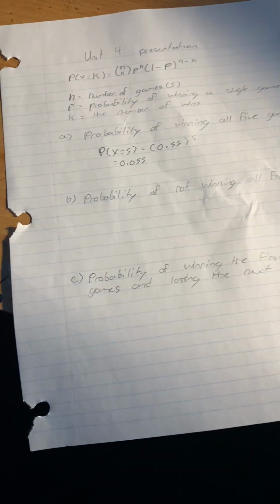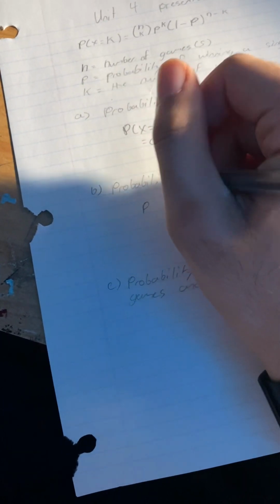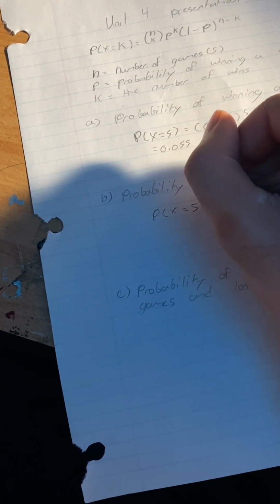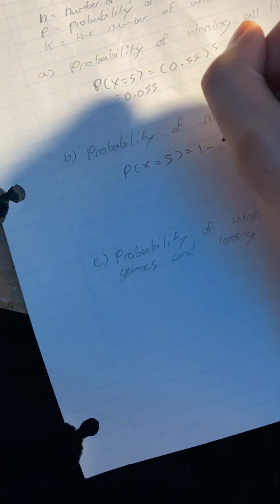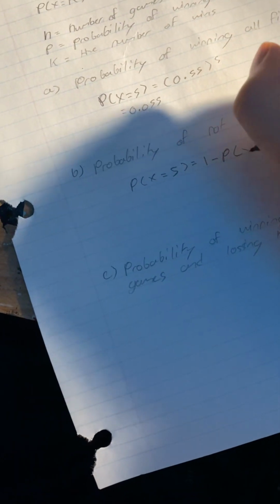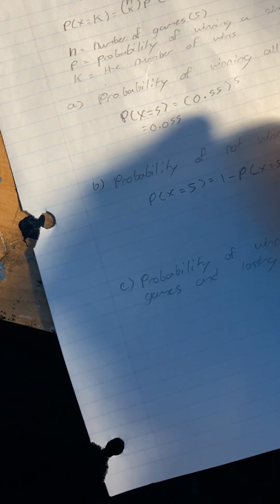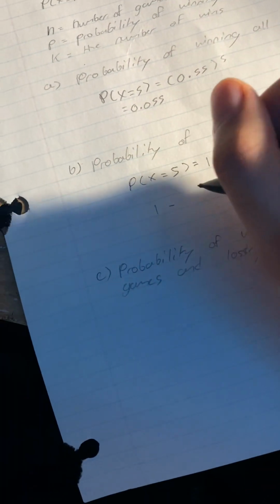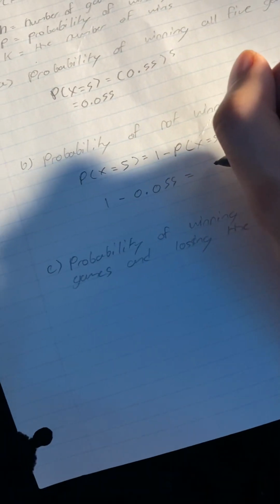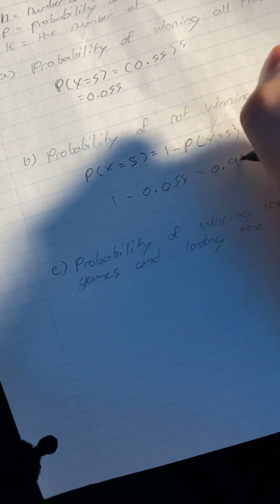Now moving on to the probability of not winning all 5 games. All right, so we're going to put in the formula, which is P(X = 5) equals 1 minus P(X = 5). Once we plug in all that information, we're basically doing 1 minus 0.055, which equals 0.945.